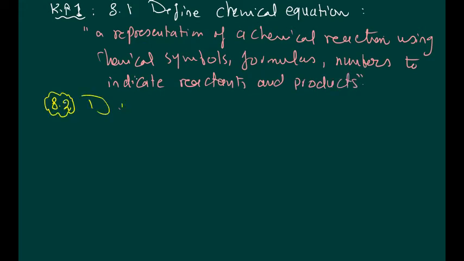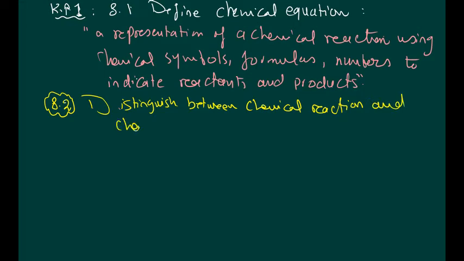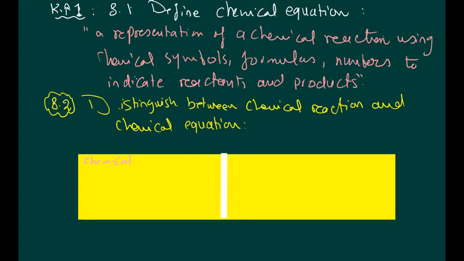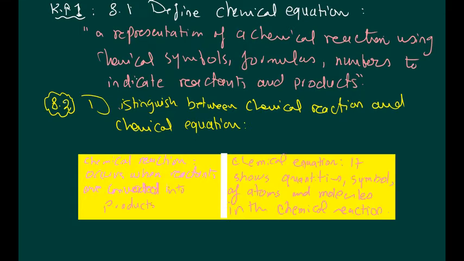Second KPI, distinguish between chemical reaction and chemical equation. A chemical reaction occurs when reactants are converted into products. This is a chemical reaction, and it has signs that we are going to discuss in the next slide.